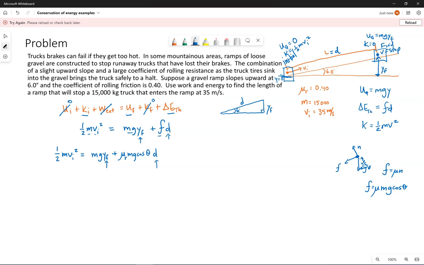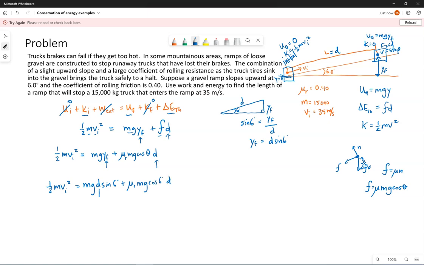So 6 degrees, we know the opposite side and the hypotenuse, so we can say that the sine of 6 degrees is that opposite side over the hypotenuse. So Y final is D sine of 6 degrees. That doesn't give us the value, but if we plug in that relationship here, oh, not Y, sorry, mg, and so in place of y, I'm putting d sine of our angle, 6 degrees. Finishing out, I can go ahead and put my 6 degrees right there.